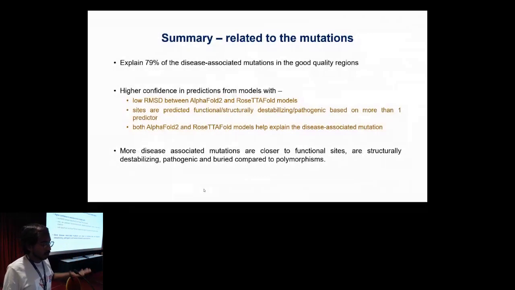In case there was low RMSD between an AlphaFold and RoseTTAFold model, the sites were predicted functionally or structurally destabilizing or pathogenic based on more than one predictor. Also, if both AlphaFold2 and RoseTTAFold models could explain the disease-associated mutations, we had higher confidence. The last conclusion is that the disease-associated mutations are closer to a functional site, more structurally destabilizing, pathogenic, and buried compared to polymorphisms.